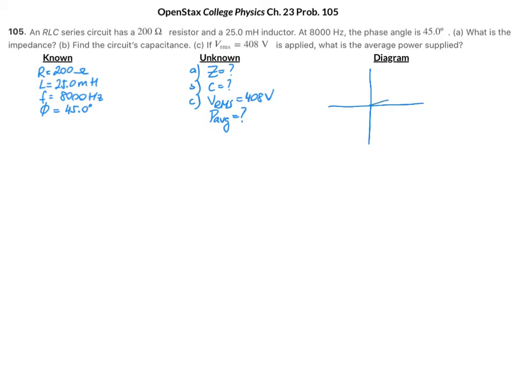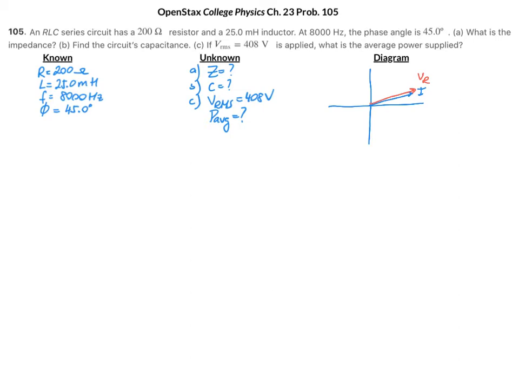So remember that the current, for some reason, we draw in the first quadrant, and then we express the voltages in the resistor, inductor, and capacitor in terms of that current. So we know that the voltage across the resistor is in phase with the current in the circuit, so this will be V sub R.